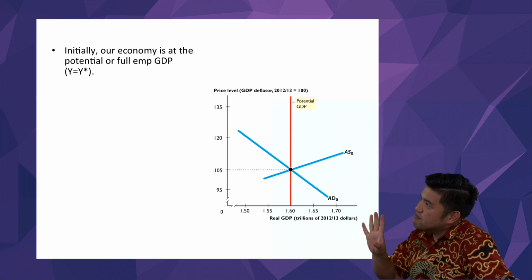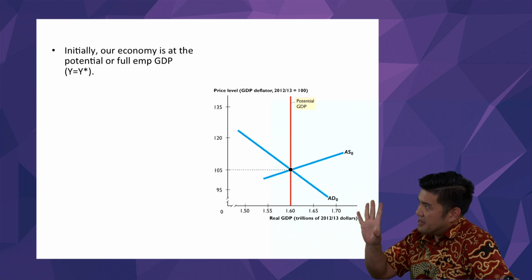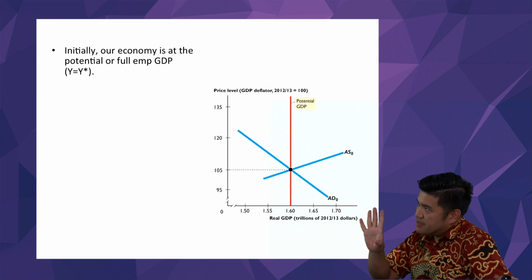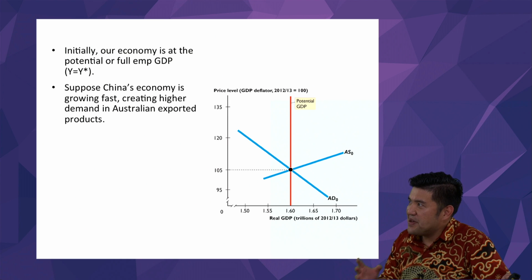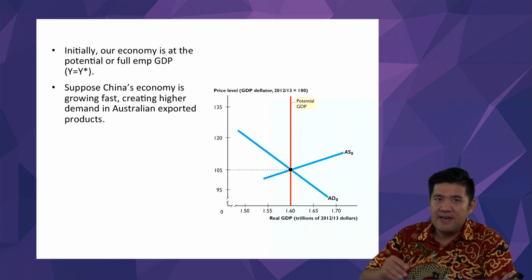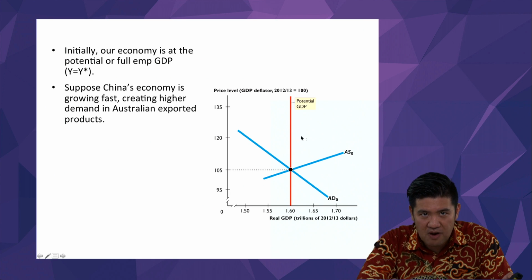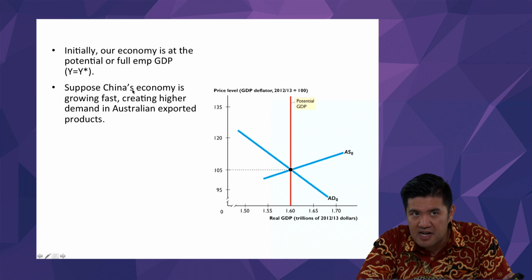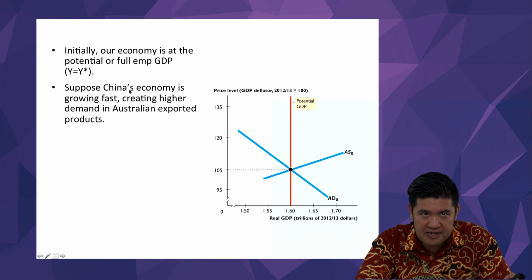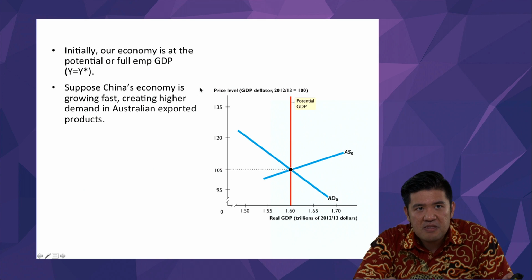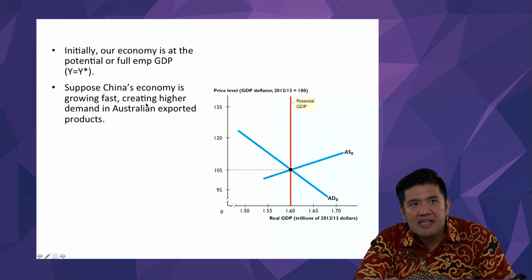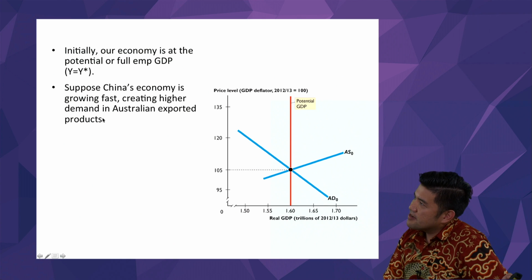Then let me try to specify an event that is happening to put you into a better perspective. Suppose the Chinese economy is growing fast. Okay? So again, in this drawing here, we are talking about our Australian economy. But something is happening with the world economy, particularly with China. Suppose the Chinese economy is growing fast. If China is doing well, then we could expect that we create higher demand in Australian exported products.